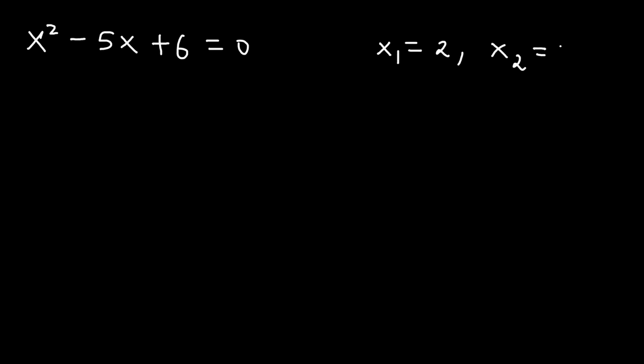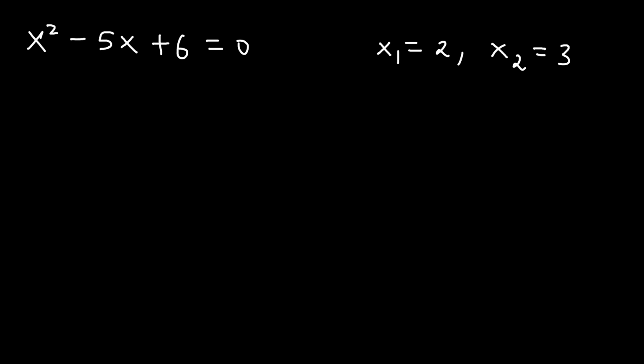Now let's see how we can solve these quadratic equations using the quadratic formula. One of the equations we had was x to the power of 2 minus 5x plus 6 equaling 0. And we got the answers to be x1 equaling 2 and x2 equaling 3.